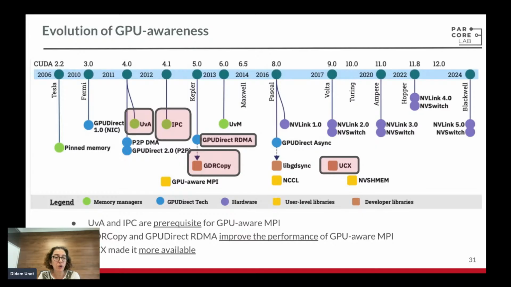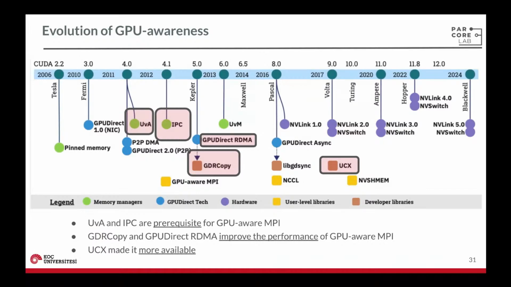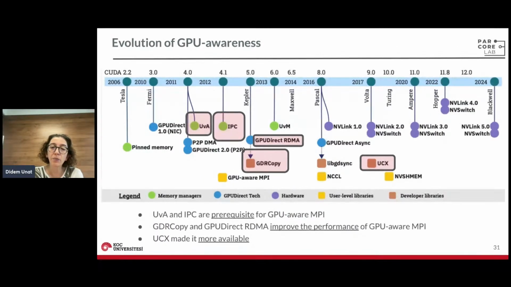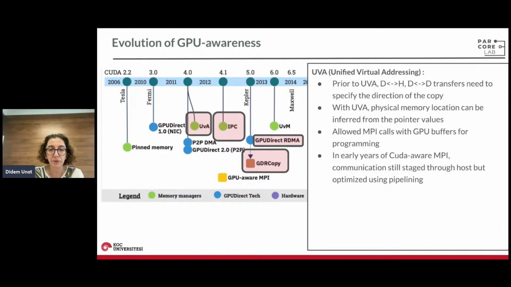I'm now showing some of the technologies that enabled GPU awareness over the years. For example, UVA and IPC, which I will talk about soon, are prerequisites for GPU-aware MPI. And there are GDRCopy and GPUDirect, which improve the performance of GPU-aware MPI. And then UCX made it more available and accessible.